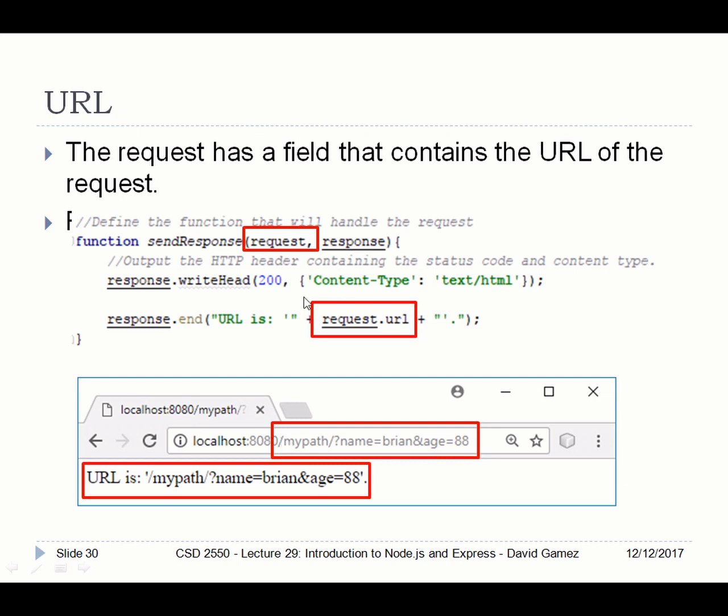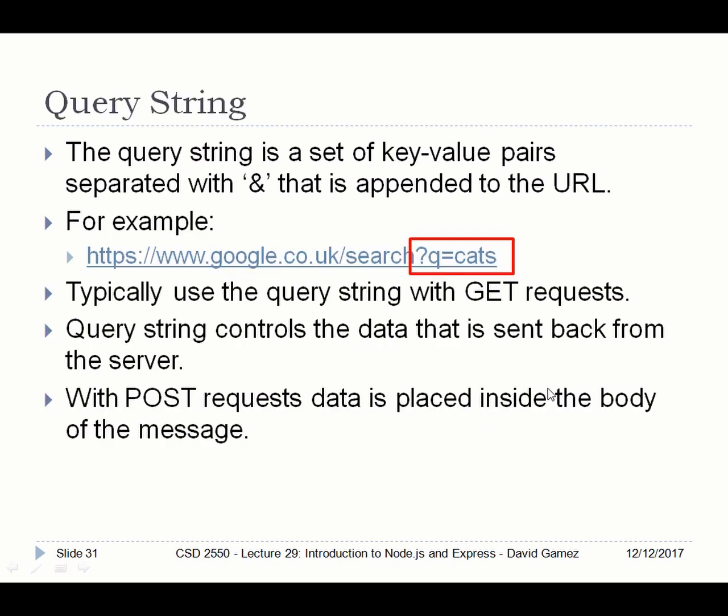The URL, in this case, means everything after the domain name and the port and all this kind of stuff. So if you want to access this URL, it's very easy. You just do request.url. That field contains all of this stuff that's being sent to the server to request a particular page. So we do localhost 8080, and then we echo out the URL. Then we get the URL is like my path, query, blah, blah, blah. Now the query string is a bunch of key value pairs separated with ampersand that's appended to the URL.